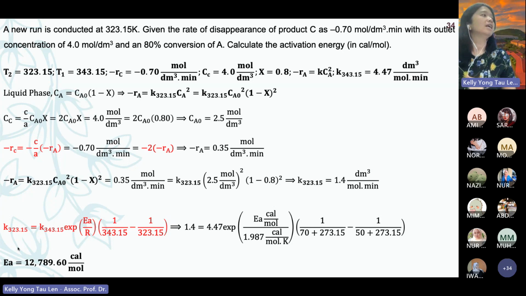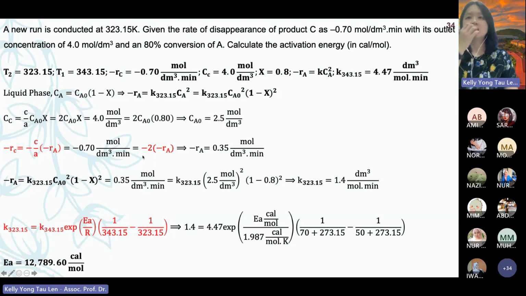Okay, so if you remember the correlation between minus RC and minus RA, minus RC will equal negative, the number must be negative, like I explained previously why, C per A multiplied with minus RA. The relationship between minus RC and minus RA you should already know, because in chapter 1 and chapter 2 we always talked about this. You already know this correlation. So I know my minus RC is negative 0.70.